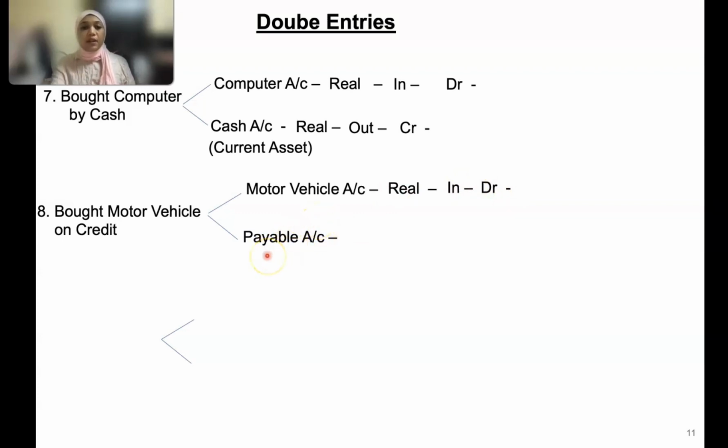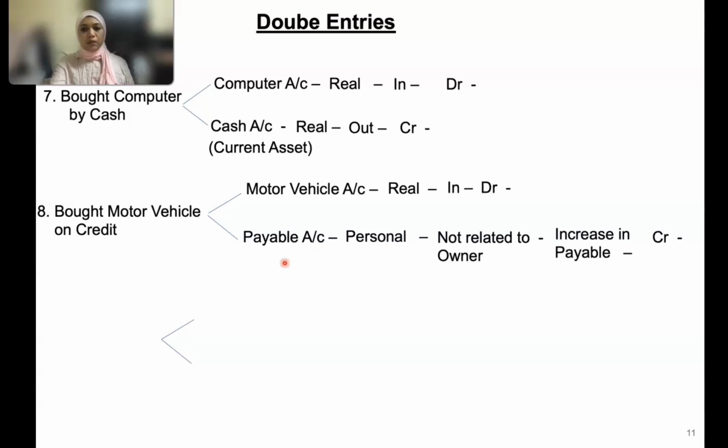Payable account is personal and it is not related to owner. Under not related to owner, we have two accounts, receivable and payable. It is payable. Payable is credit nature. Because of this motor vehicle purchase, it increased our payable account, right? If receivable or payable account is increased, we'll record in credit side.